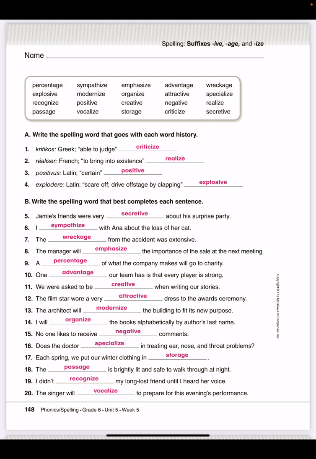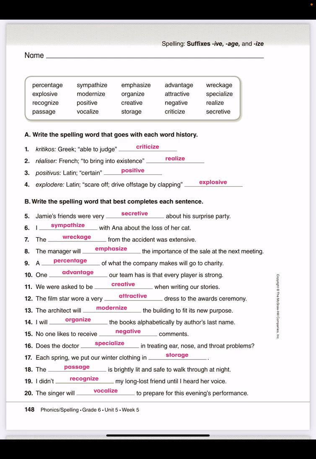In this case, the krikatos is Greek, for judging or criticizing others. Okay, you can see that the realize comes from the French to bring into existence. Positive is Latin for certain. And explosive comes from Latin having to do driving off stage by clapping.